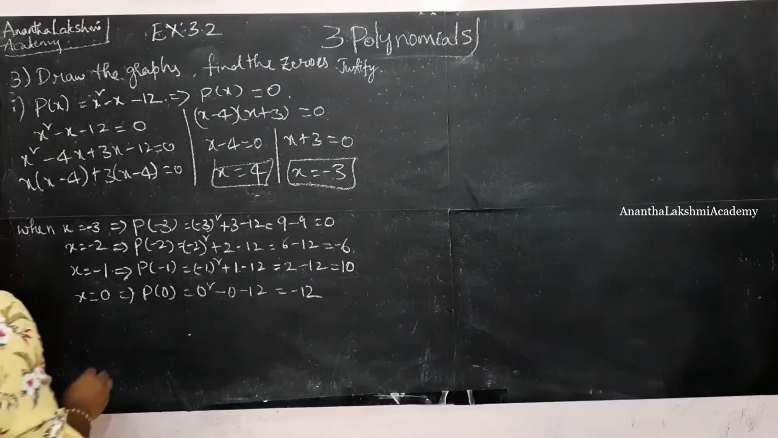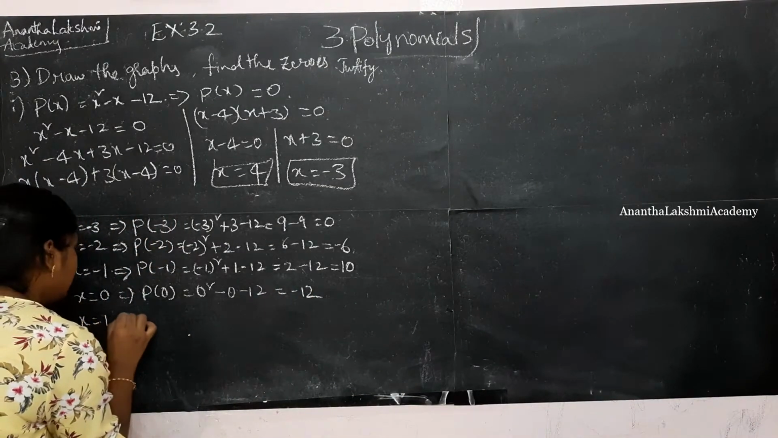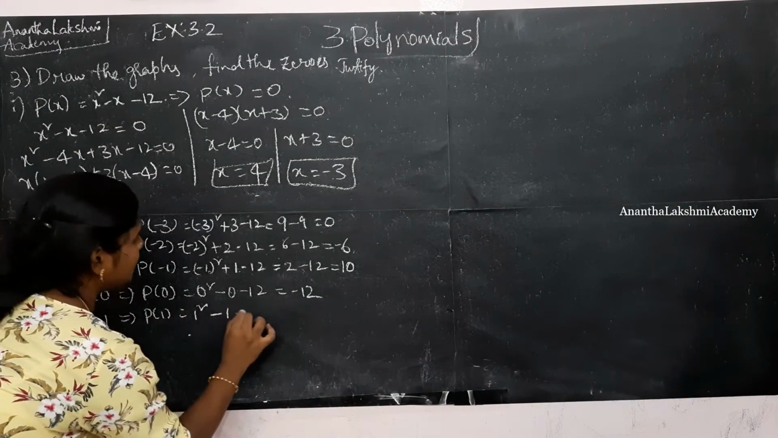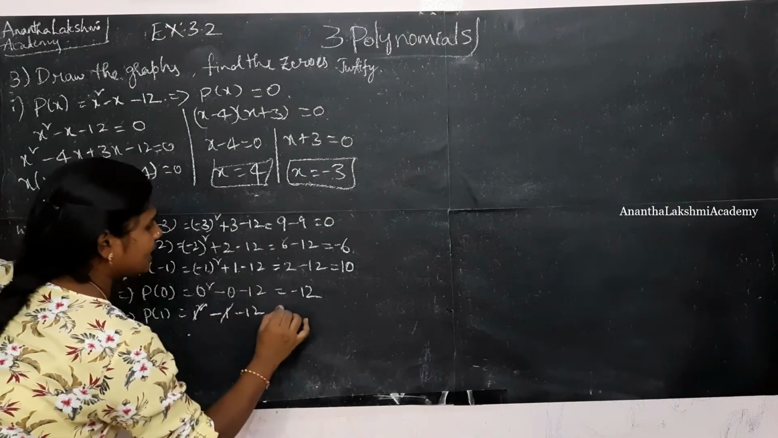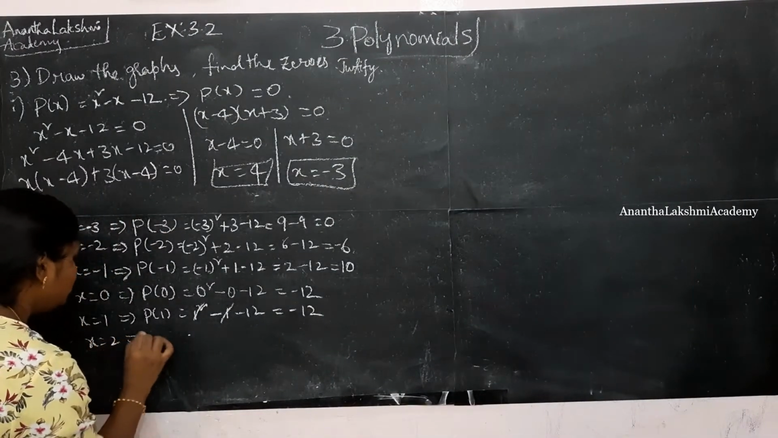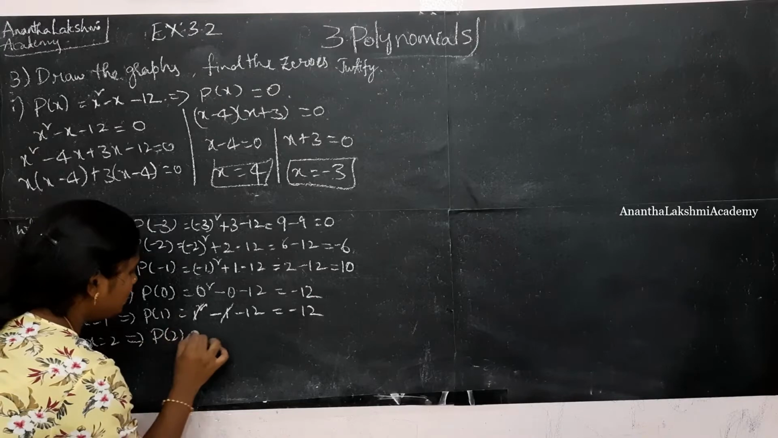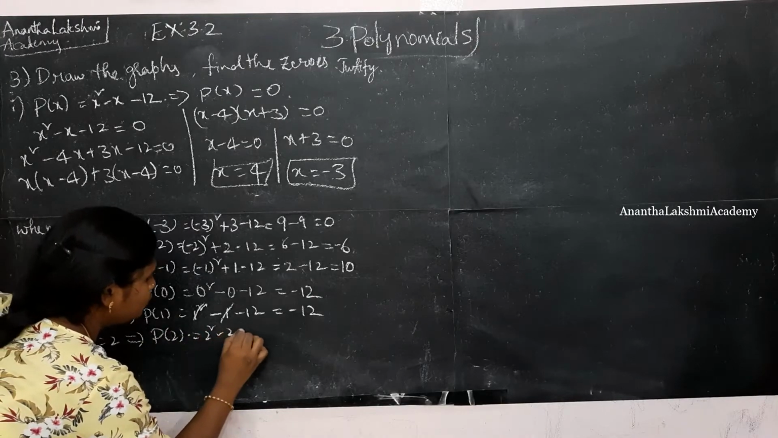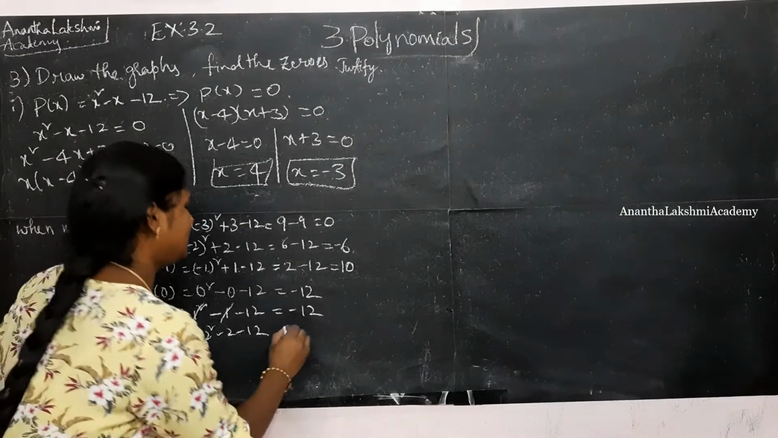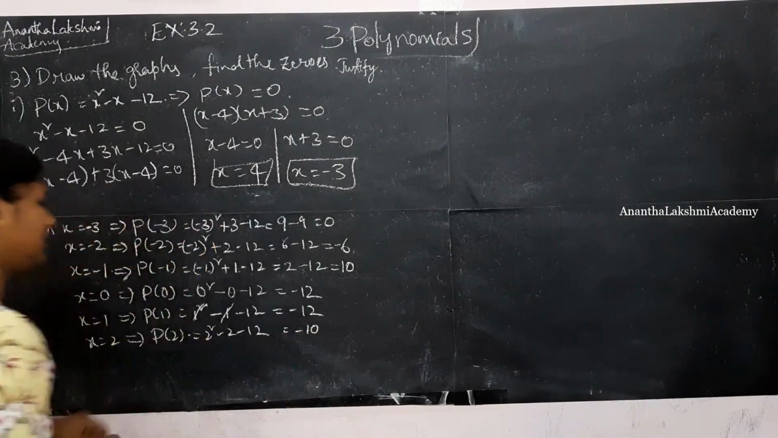Alright. Next, x is equal to 1. P of 1 is 1 square minus 1 minus 12. The 1s get cancelled, so this is also minus 12. And x is equal to 2. P of 2 is equal to 2 square minus 2 minus 12. 4 minus 2 is 2, minus 12 is minus 10.